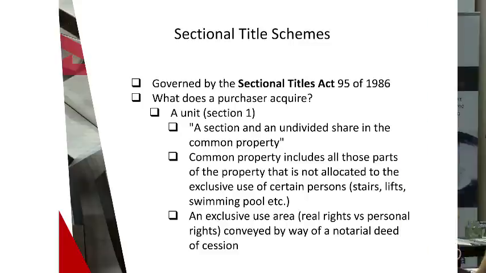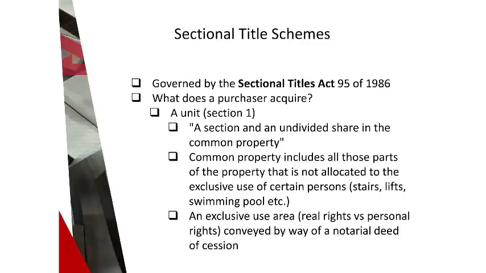The legal term is you acquire a unit in the scheme. And what is a unit? It is your section together with your undivided share in the common property, and that undivided share is apportioned according to your participation quota. So as you know, the participation quota is determined by calculating the floor area of your section and then looking at the floor area of the entire building, and then it's a simple sum and it comes to a percentage. If you look at the sectional plan, I think it's on the last page of a sectional plan.